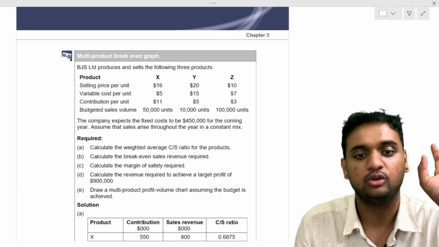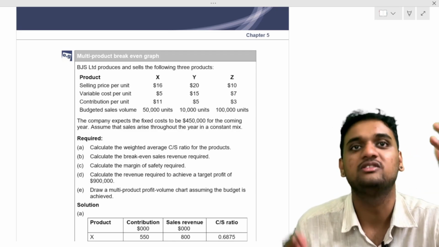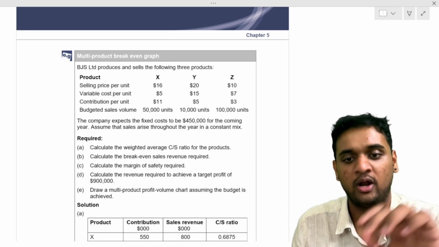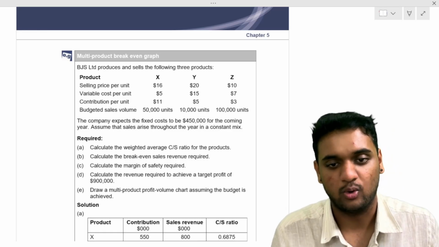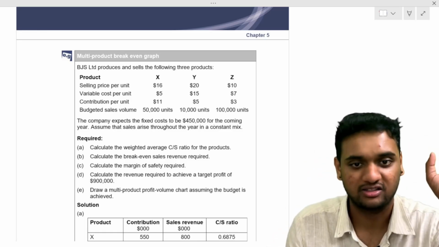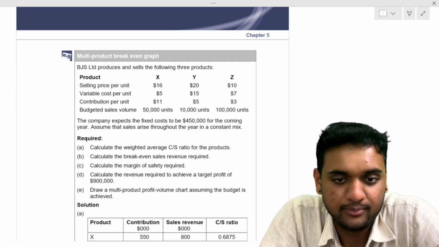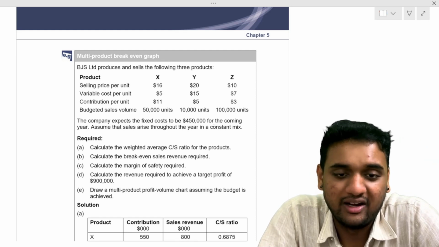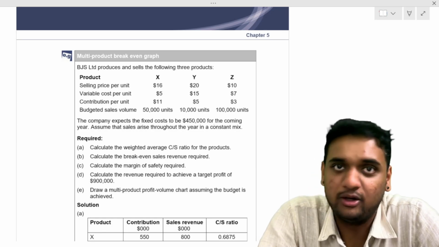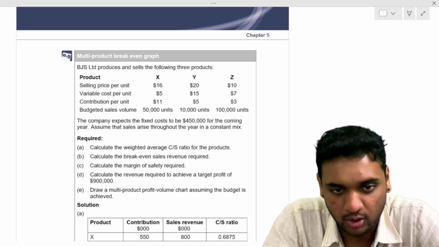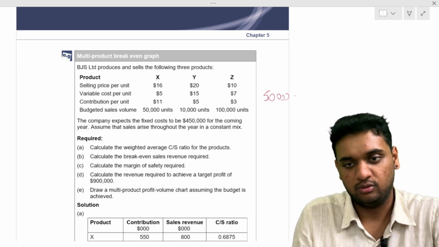That is, if they sell 50,000 units of X, they will sell 10,000 units of Y and 1 lakh units of Z. That is 5:1:10. In this ratio only they will sell their products X, Y and Z. 3 products here. First, what are they asking? How do you find the weighted average CS ratio? Total contribution of all products divided by total sales of all products. If I find the total, tell me what is the weighted average CS ratio?